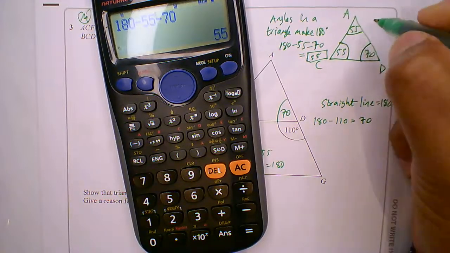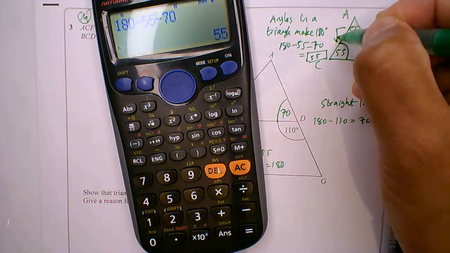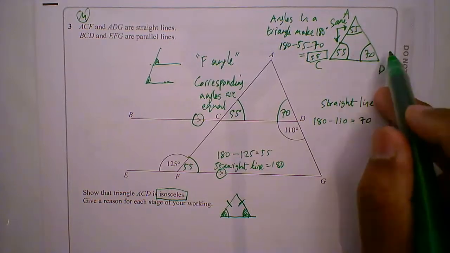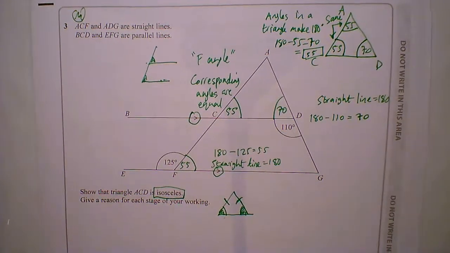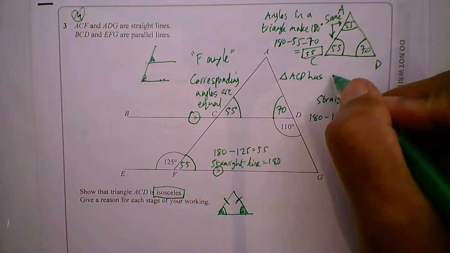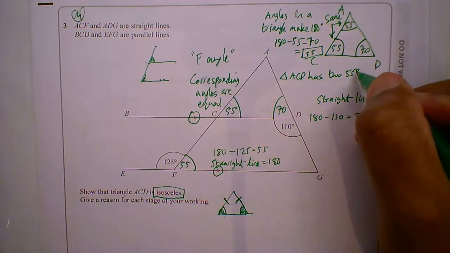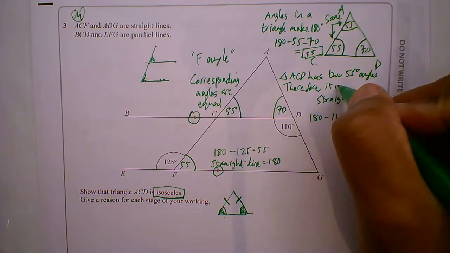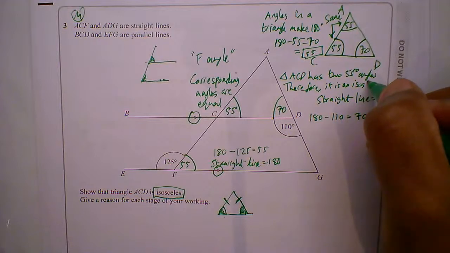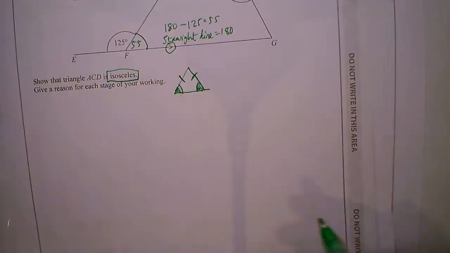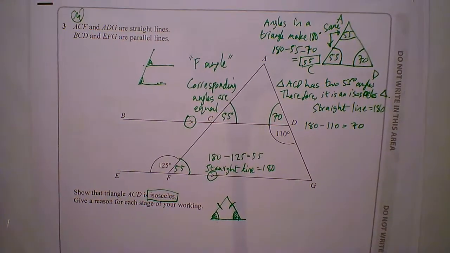What do I notice here? These two are the same. Therefore, ACD must be an isosceles triangle. Okay, so I can write all of this out. Triangle ACD has two 55-degree angles. Therefore, it is an isosceles triangle. Okay, and I've put all my working out here. You've got all of this space to write that out, so everything is in one space.